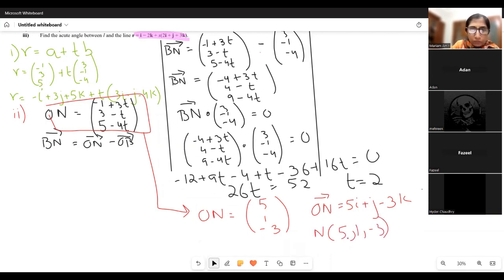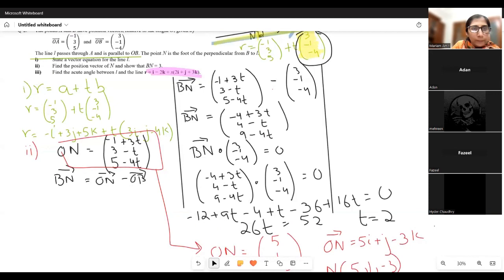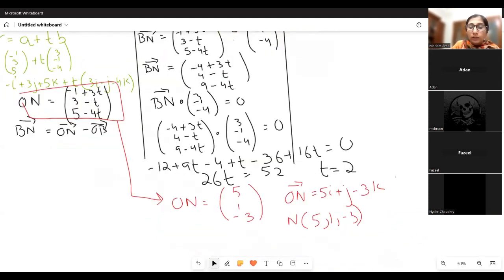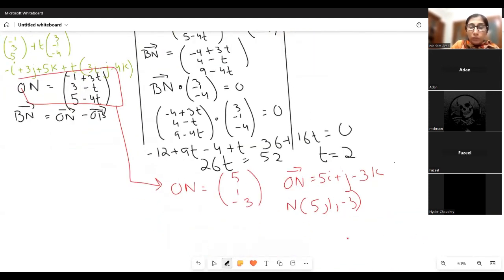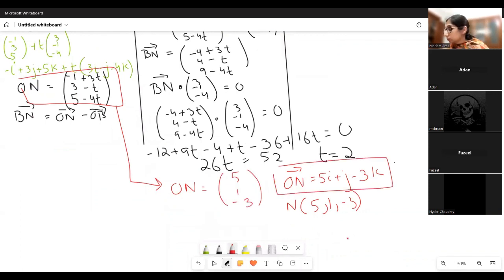In fact, did they ask for position vector? Yes, since it's the position vector, we should give ON. This is what will get you the marks. (5, 1, minus 3). Okay, that's correct.